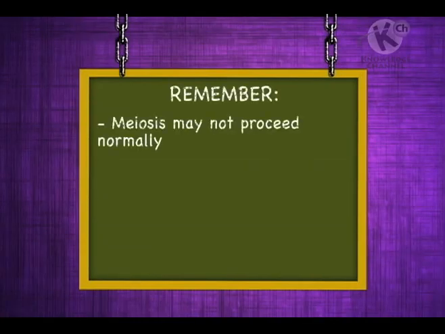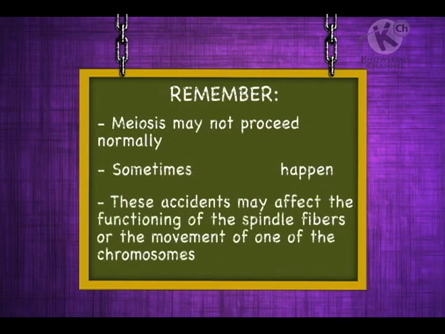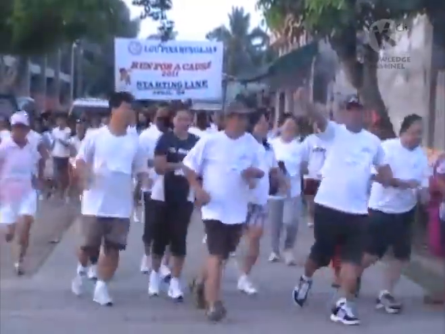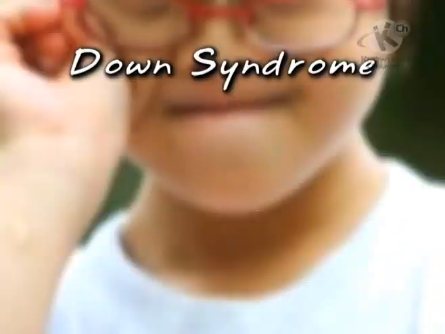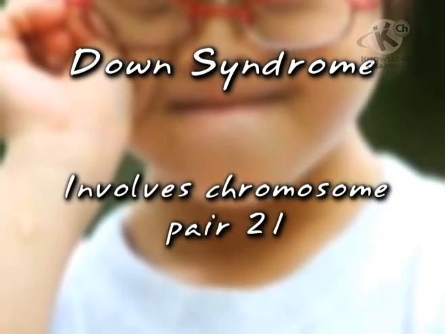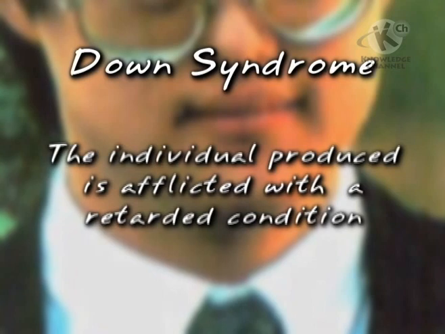Ma'am, what happens when chromosomes in a pair fail to separate from one another during meiosis 1? In that case, the resulting egg cell acquires both members of a pair of chromosomes. Meiosis may not proceed normally. Sometimes, accidents happen. This accident may affect the functioning of the spindle fiber or the movement of one of the chromosomes. In humans, some accidents have been known to cause abnormal conditions like Down syndrome. This involves an extra chromosome in chromosome pair 21. If the egg is fertilized by a normal sperm, the individual produced is afflicted with a retarded condition.